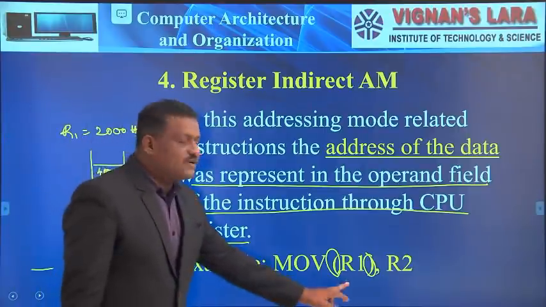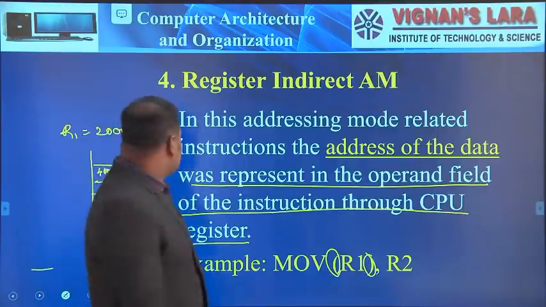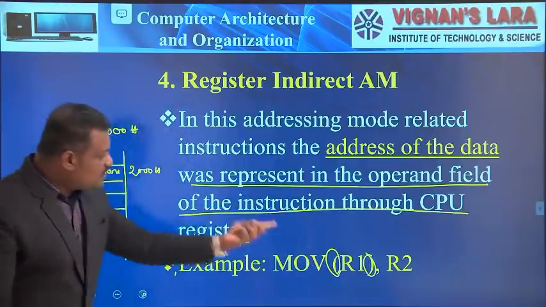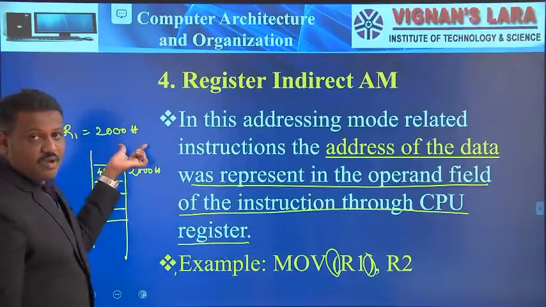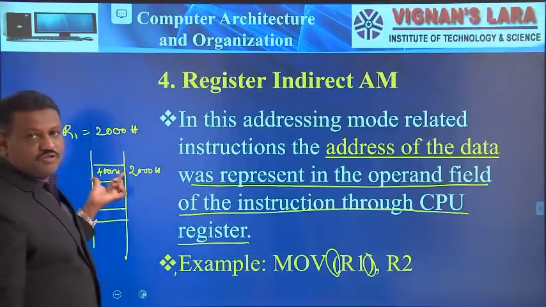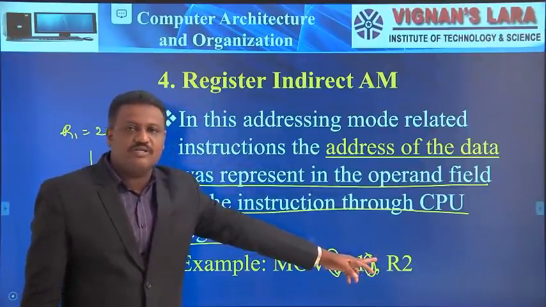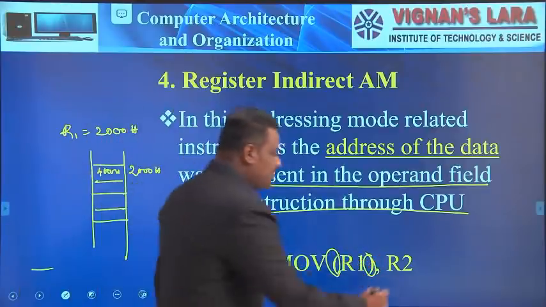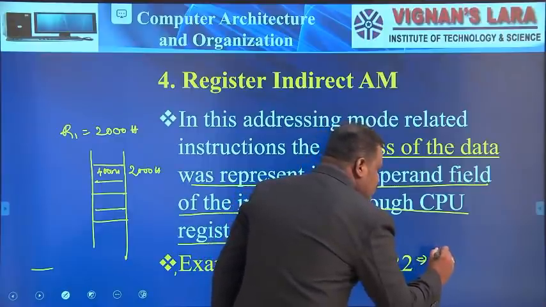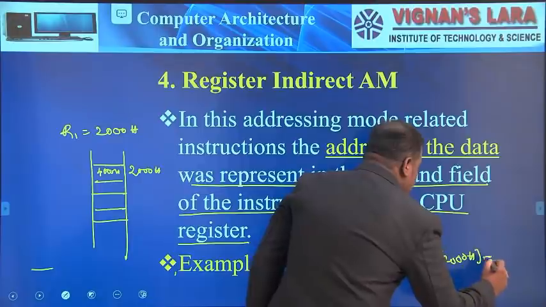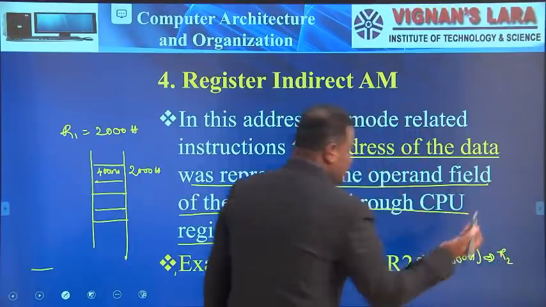So, the meaning of this particular instruction is, move the content of the R1-specified location data. The R1-specified location is 2000. What does 2000 contain? 4000, the data. That 4000 is transferred to another CPU register R2. I simply write like this: the content of location 2000H is transferred to CPU register R2.